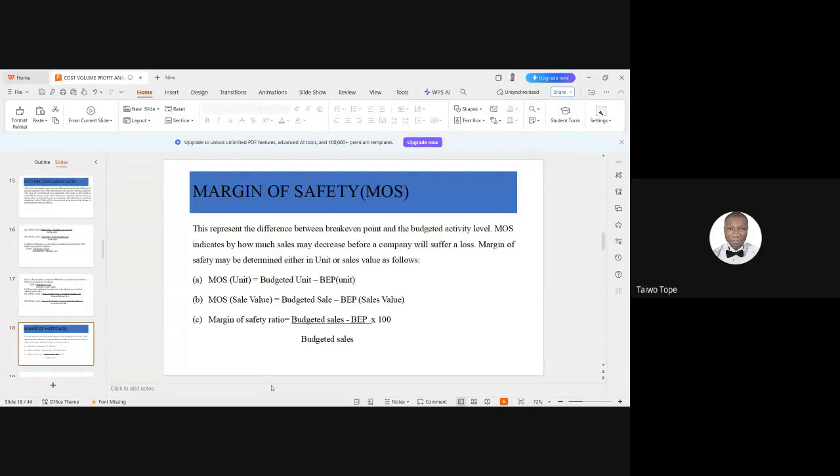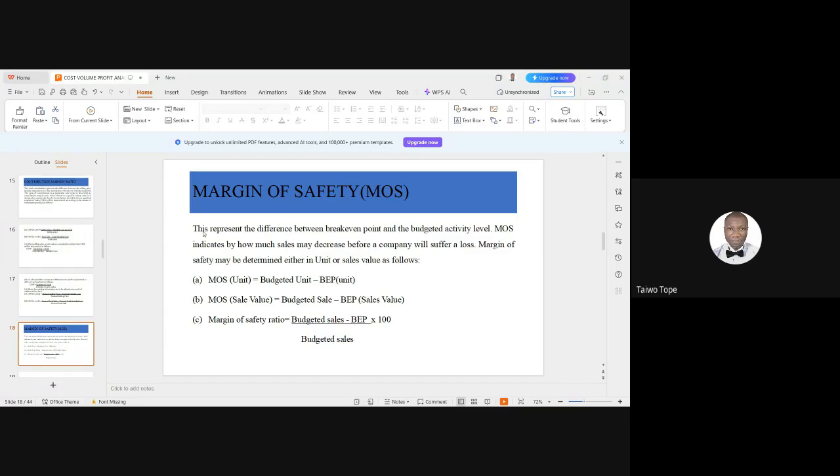Margin of safety. Margin of safety is the difference between budgeted sales and break-even. It is that point whereby when you go below it, you'll be experiencing a loss. So it is a point showing you a signal that at this point, you need to re-strategize. If your selling price should be less than this, there might be an issue.